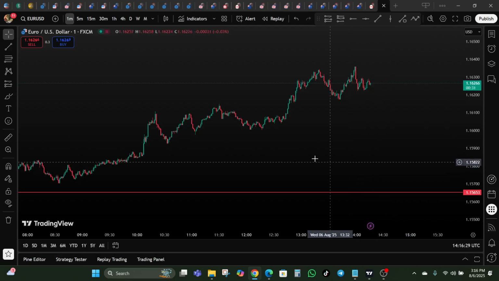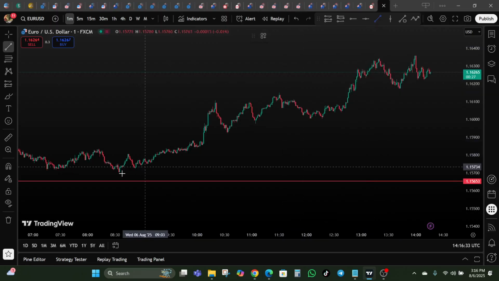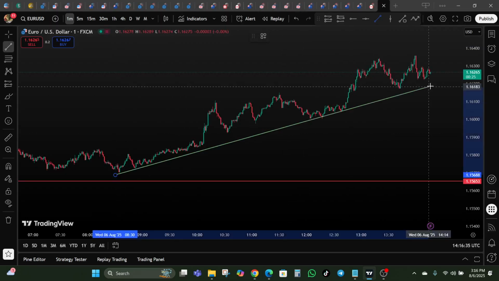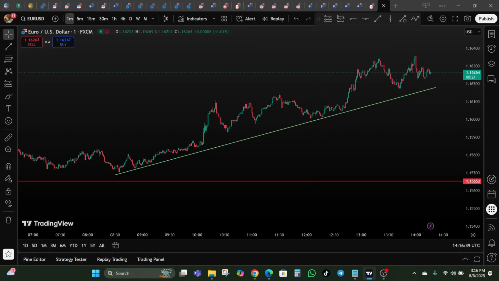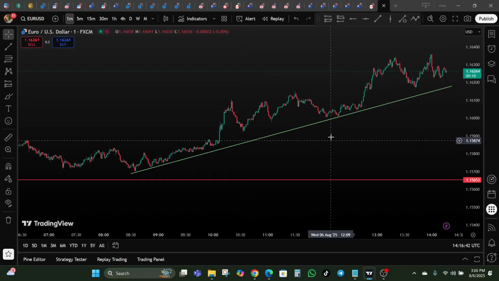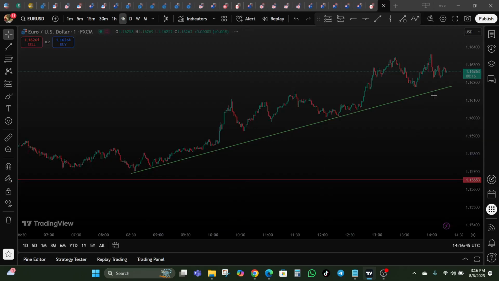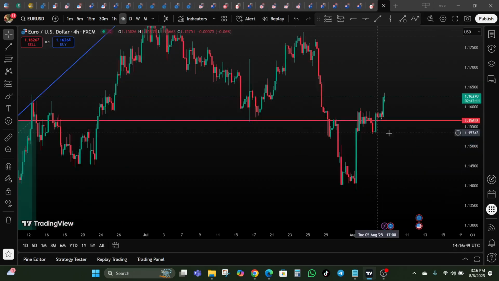So for example, let's say we have a setup around here. This is the 1 minute chart, right? You can see, because you're trying to grow a small account, you need to trade on the 1 minute time frame. So now this is a bullish trend. Always trade in line with the higher time frame trend. So the higher time frame is also bullish.